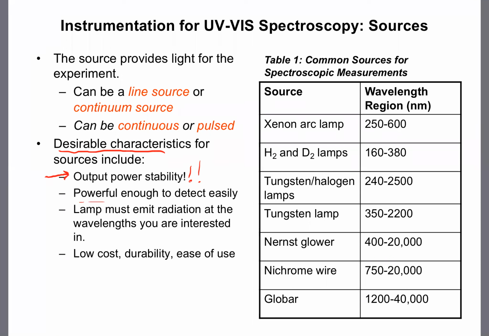We'd like it to be bright or powerful enough to detect easily. We don't want to go to a lot of trouble to detect the light. Of course, we need it to emit radiation at the wavelength that we're interested in measuring. If our source doesn't produce the correct color wavelength, boy, we are in trouble. We also like it to be low cost, durable, and easy to use.